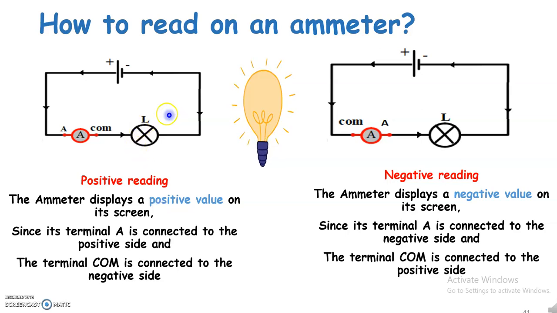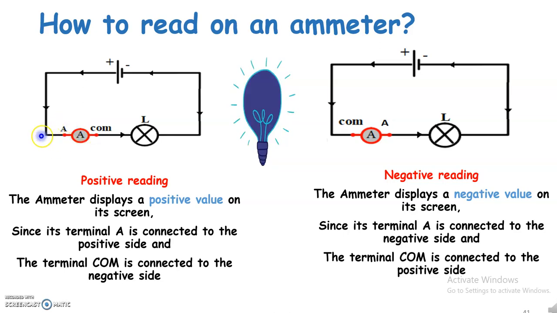Look at this diagram. In these two diagrams, the ammeter is connected in series. But in this one, the A of the ammeter, remember A is the plus of the ammeter.